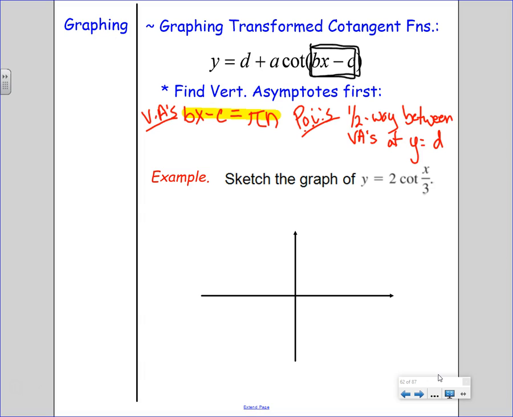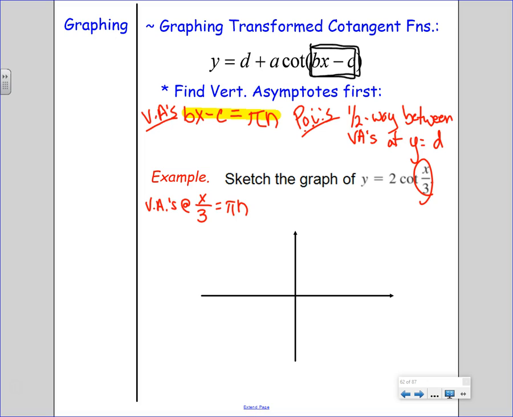My clues just say, take the inside of cotangent. Okay, so x over 3. Whatever's inside cotangent, what do I set it equal to for my vertical asymptotes?